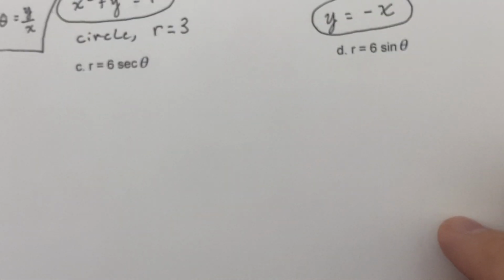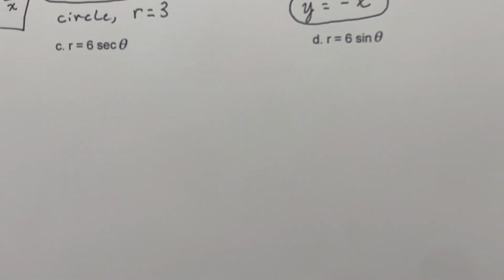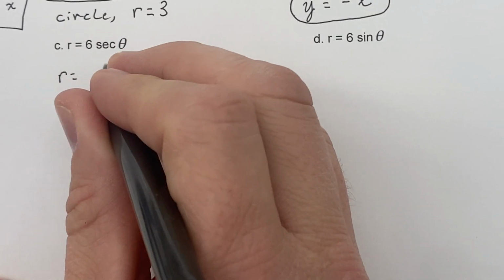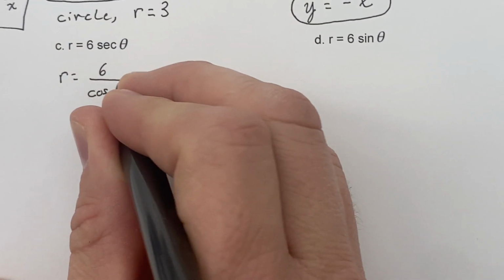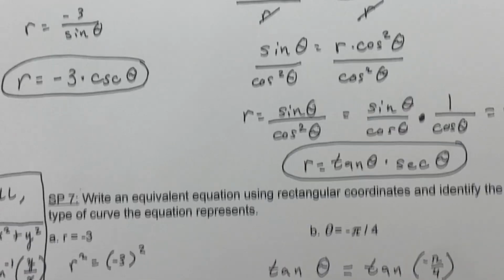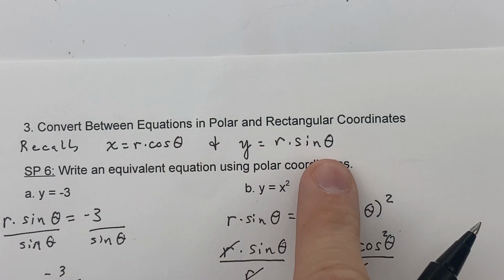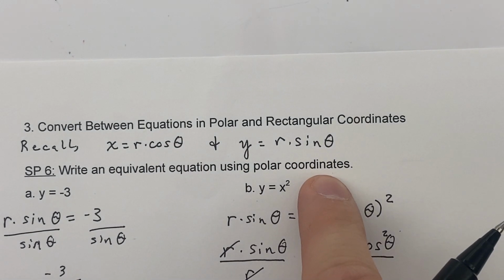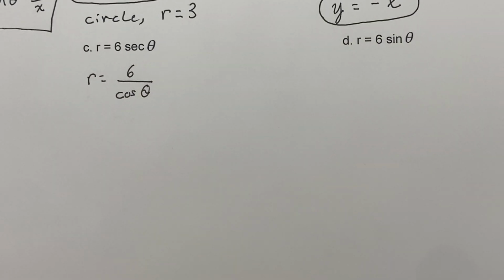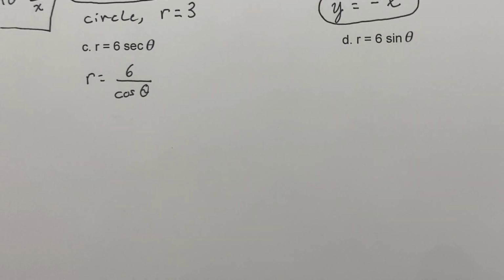A couple more. R is equal to 6 times secant of theta. This one we started a little bit differently. Secant's all fine and dandy, but if I want to get this into a rectangular equation, I do know that cosine and sine have equivalencies that I have. I really don't have secant and cosecant. So I created a fraction here, but I have my cosine, which is good. And now what we're going to do is multiply both sides by cosine.